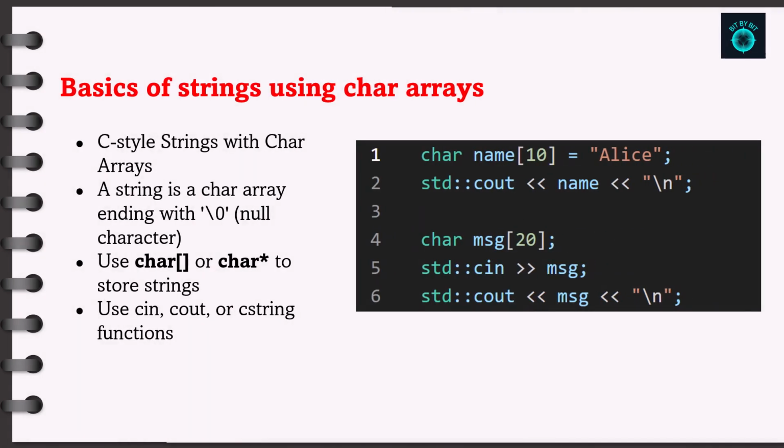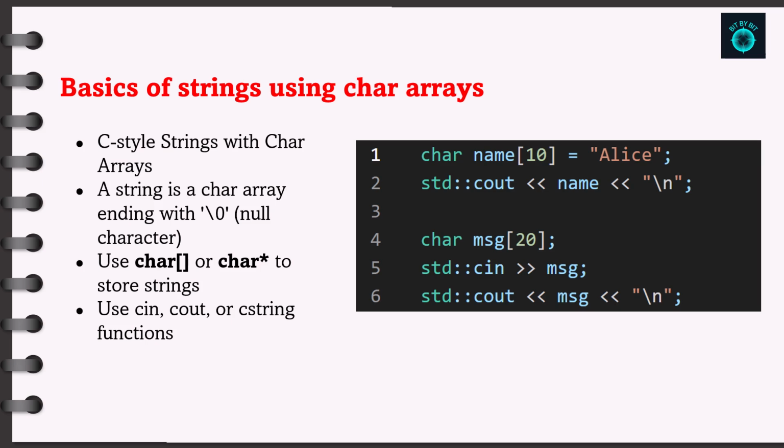Basics of strings using char arrays. In C++, the basic way to store text is using character arrays, also called C-style strings. A string in this style is simply a char array that ends with a special null character, written as \0. You can declare a string like this: char name[10] = "Alice"; C++ automatically adds the null character at the end.